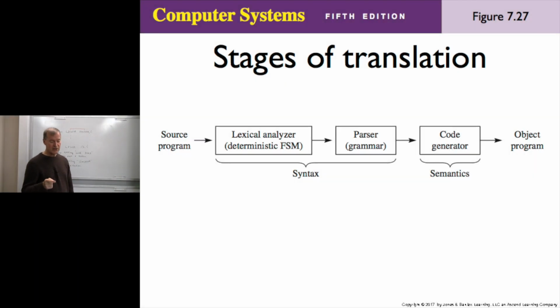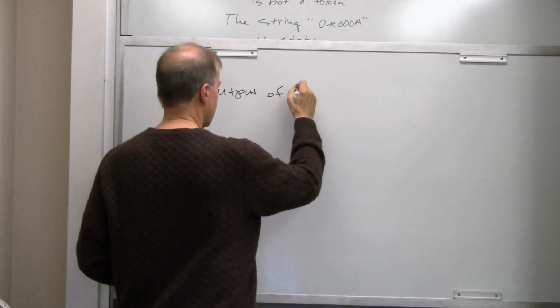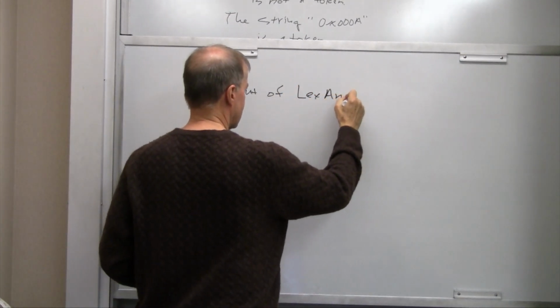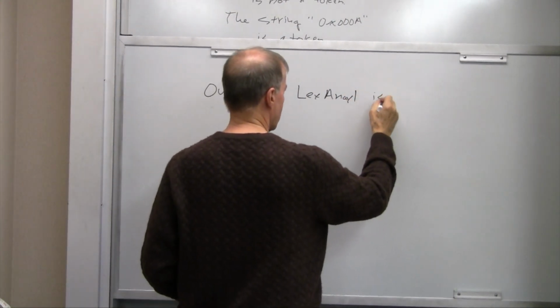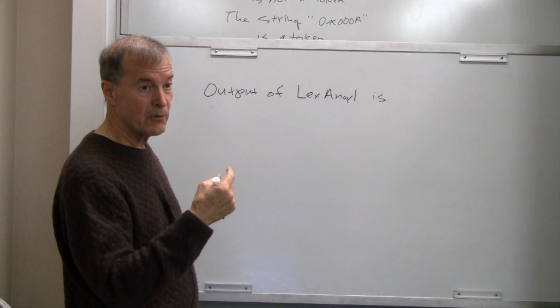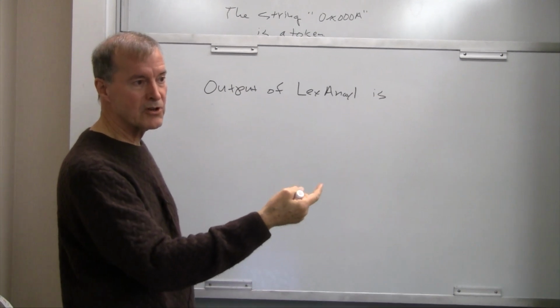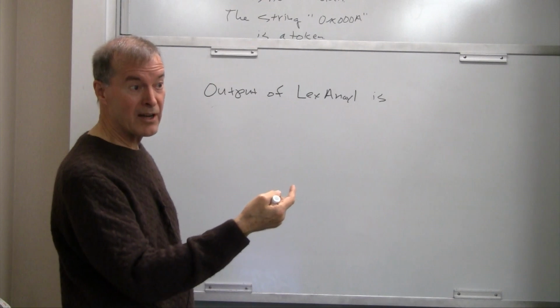Now look at this. What is the input of the lexical analyzer? The source program. Now what is the output of the lexical analyzer? The output of the lexical analyzer is the input of a what? Parser. So let's write this down. What is the output of the lexical analyzer? What does it do? It recognizes tokens. The input of the lexical analyzer is a stream of terminal characters. What do you suppose the output is? A stream of what? Tokens.